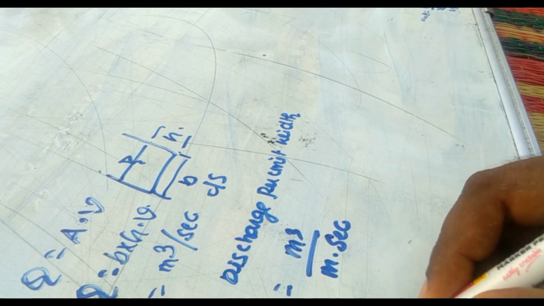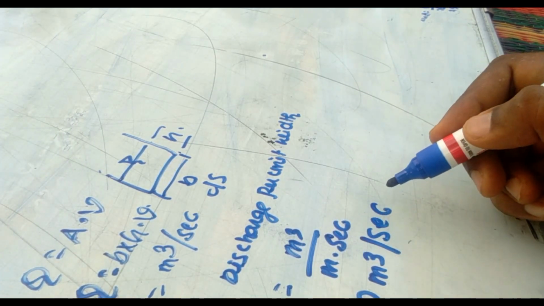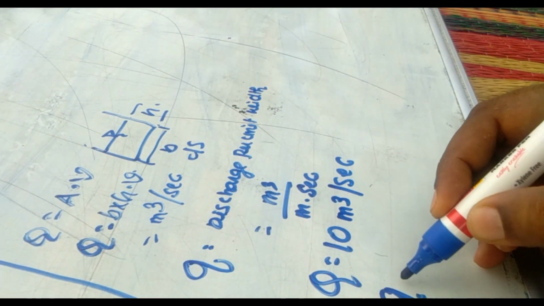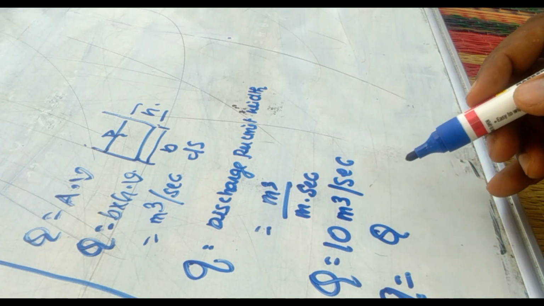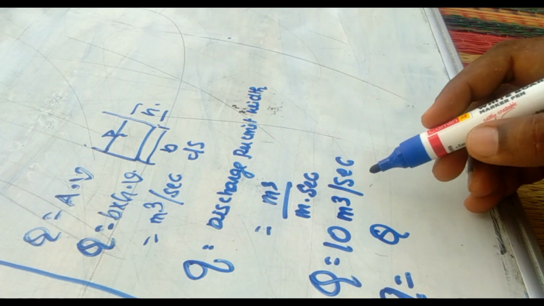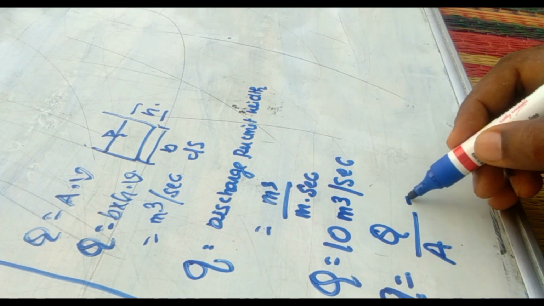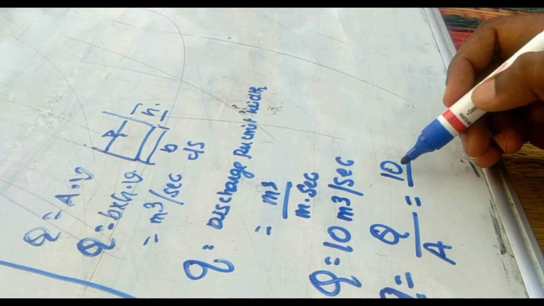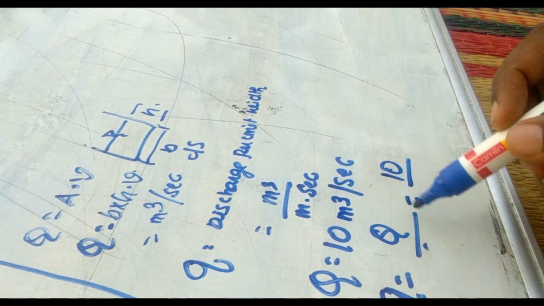For example, Q is equal to 10 meter cube per second. So how can we calculate small q? Small q is Q by b, the discharge per unit width.